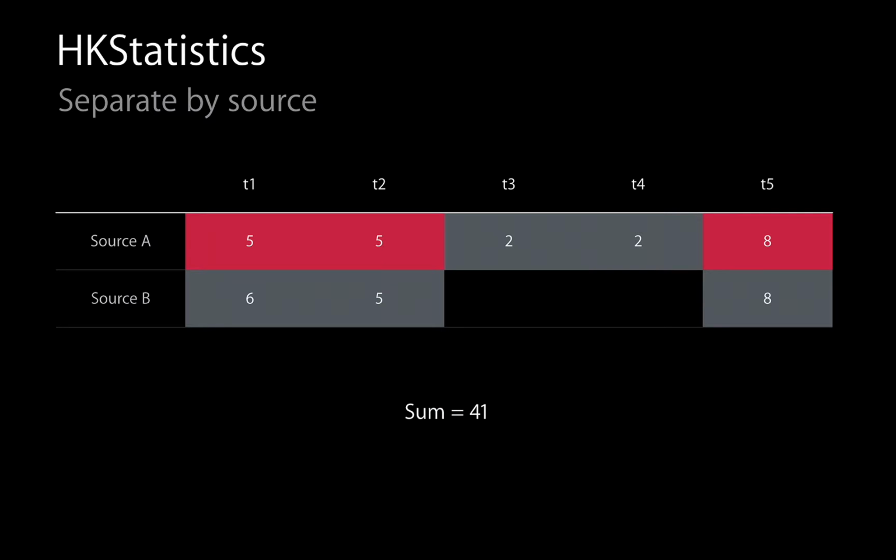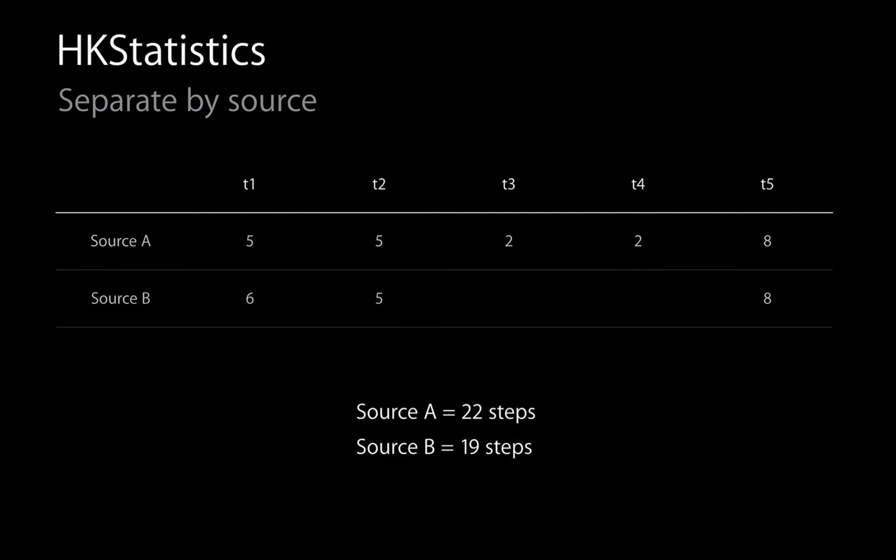counting. To handle this, we let the user specify in the Health app which sources are most important to them for a particular quantity type. We then use this information to try to figure out what actually happened. If you don't like our merge strategy, then you can always perform your own by separating by source.